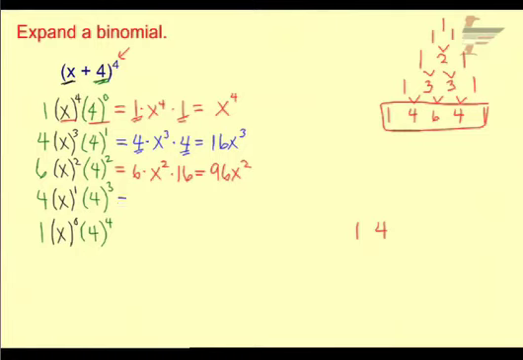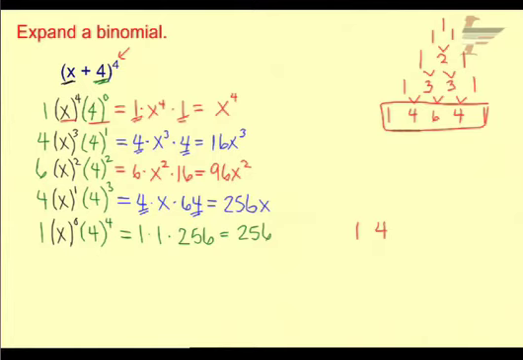And then we have, let's see, 4 times our x to the first power times 4 cubed. So 4 to the third power is 64. And then we multiply the 4 times the 64, and we get 256 x to the first power. And then lastly we have our 1 times x to the 0 power, which is just a 1, times 4 to the 4th, which is 256. And 1 times 256 is just 256.